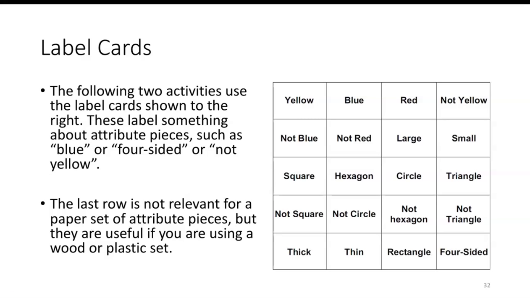The following two activities use the label cards shown to the right, along with the attribute pieces that were used earlier in the lesson. These label something about attribute pieces, such as blue or four-sided or not yellow. The bottom row, about thick or thin, is not relevant for a paper set of attributes, but they are useful if you're using a set of wood or plastic set.